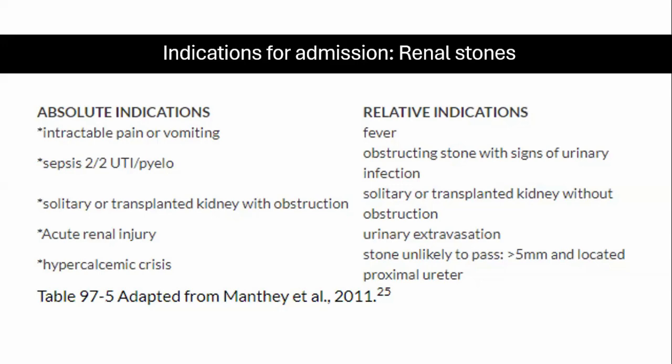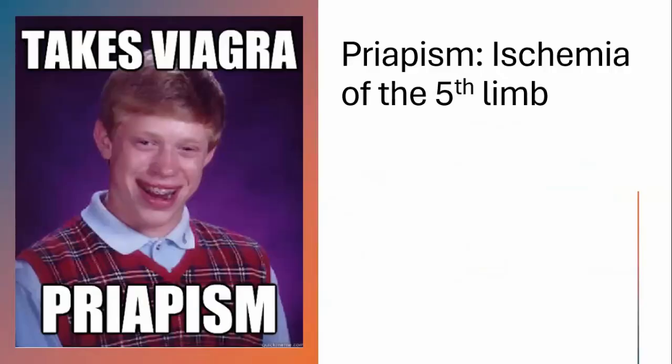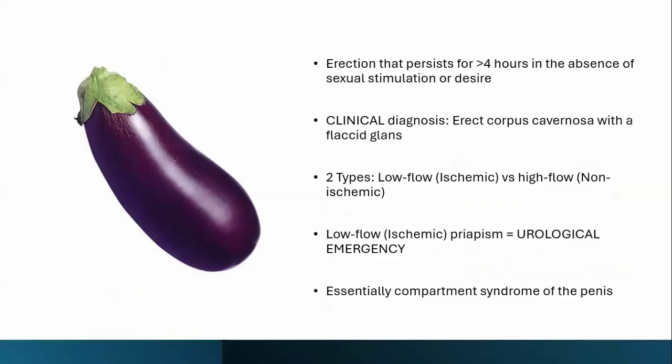Okay, cool. Last part of this presentation is talking about the ischemic fifth limb. So yes, priapism. You'll only see it once and manage it in the ED and you'll never forget it. So priapism is essentially an erection that persists for more than 4 hours in the absence of sexual stimulation or desire. It's a clinical diagnosis. You get an erect corpus cavernosa with a flaccid glans.